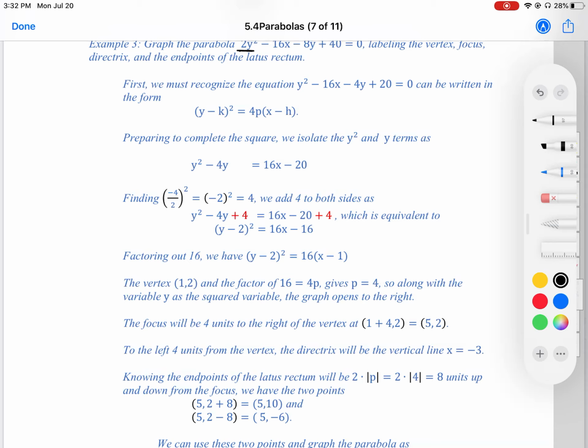So first, we recognize that it needs to be written in standard form. Because my y is squared, I want my y on my left-hand side along with any other y's. And everything else I want on the other side of my equal sign. So we add 16x, and we subtract 40 as well, so that we are here.